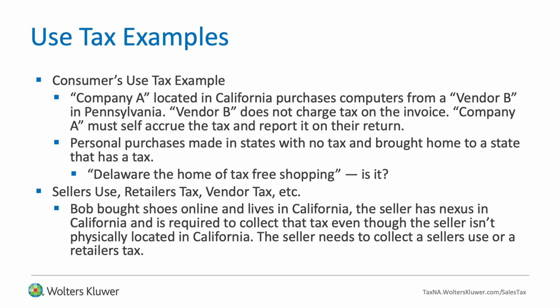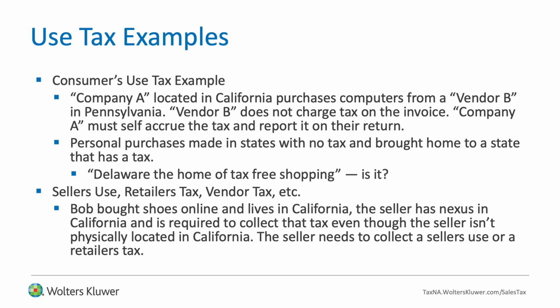For example, Company A, located in California, purchases taxable goods online from vendor B in Pennsylvania who has no nexus in California. Then vendor B does not charge Company A any California tax. Company A must accrue use tax based on the purchase of those taxable goods and pay that tax to California.